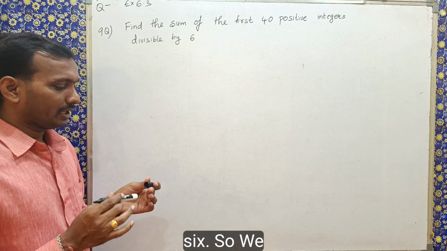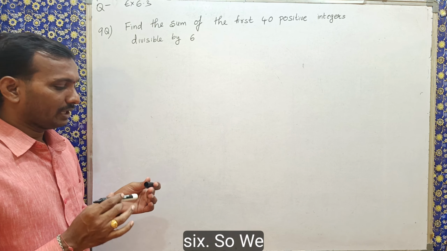So this is the first term, this is the second term, this is the third term, this is the fourth term, this is the fifth term, this will be the sixth term and so on. These are all nothing but the multiples of 6. If you multiply 6 with 1, we will get 6; 6 with 2, we will get 12; 6 with 3, 18; 6 with 4, 24; 6 with 6, we are going to get 36.